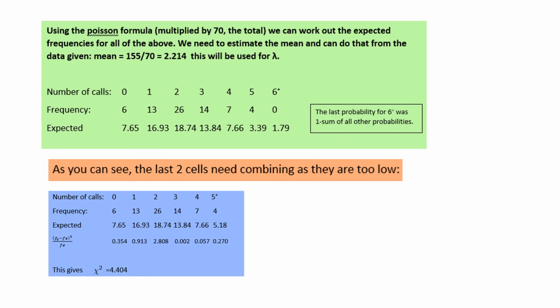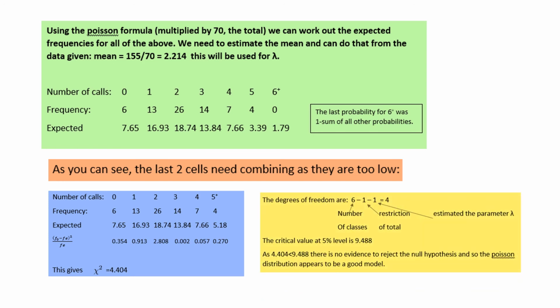So then all I have to do is, there's my observed frequency of 6, my expected frequency is 7.65, I subtract and then square and then divide by the expected, and I do that for all of them, add them all up, and that gives me a chi-squared statistic of 4.404.